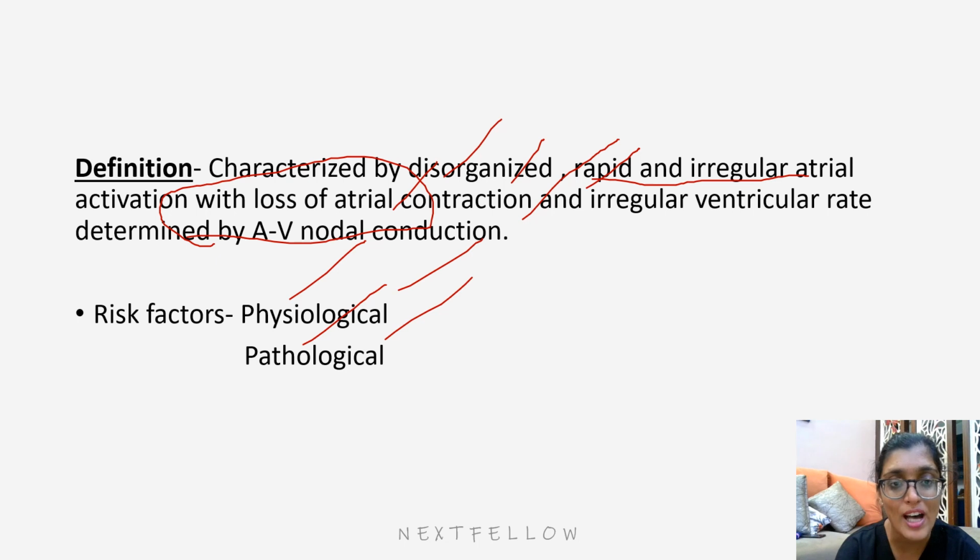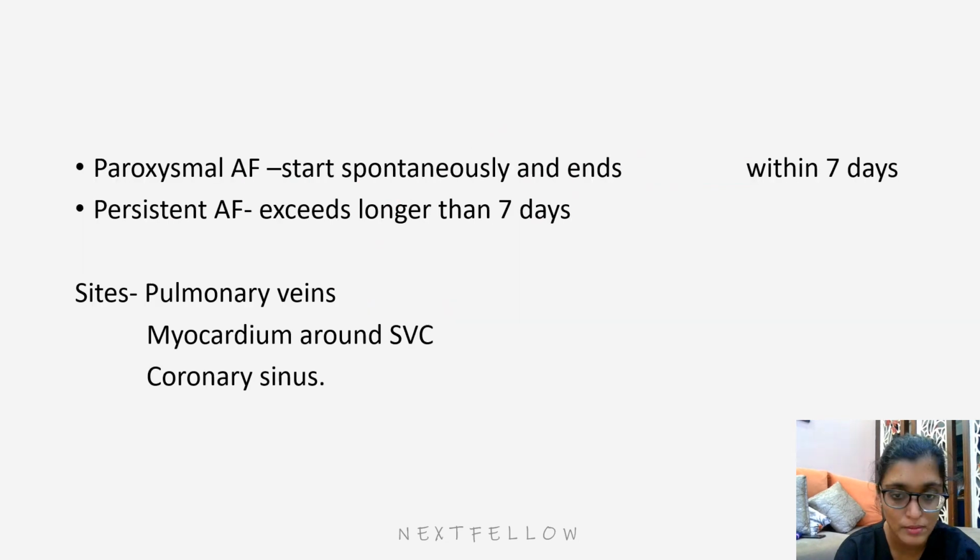So it is disorganized, rapid, irregular atrial activation. Atria is beating so fast that it cannot contract fully. So loss of atrial contraction and irregular ventricular rate. This irregular ventricular rate is because not all impulses from the atria are going to the ventricles, determined by AV nodal conduction, or what is commonly known as AV nodal delay.